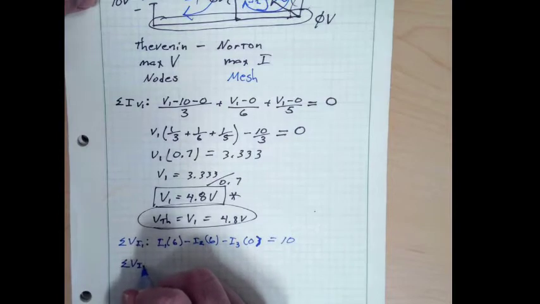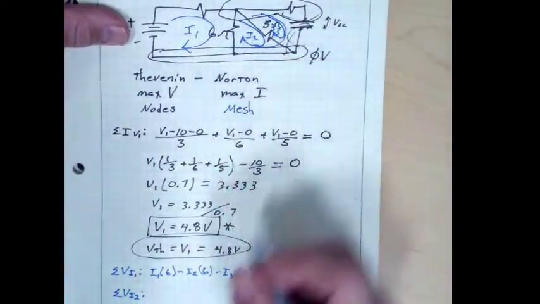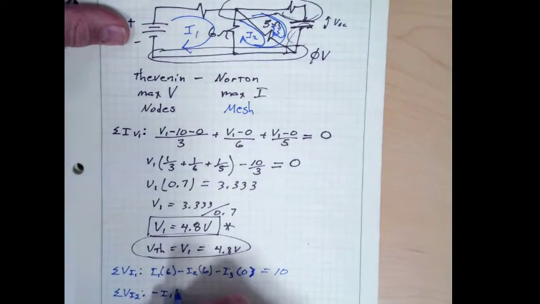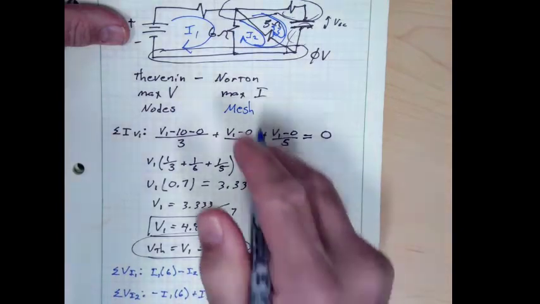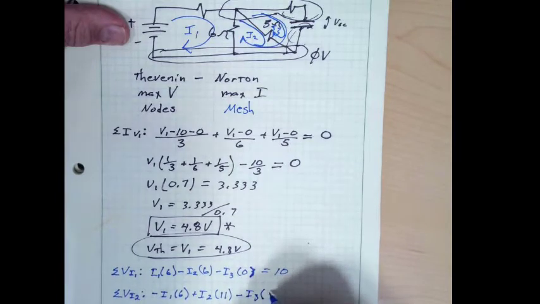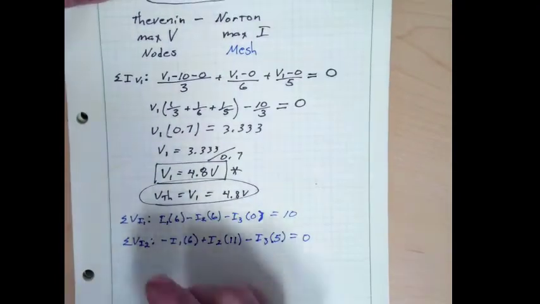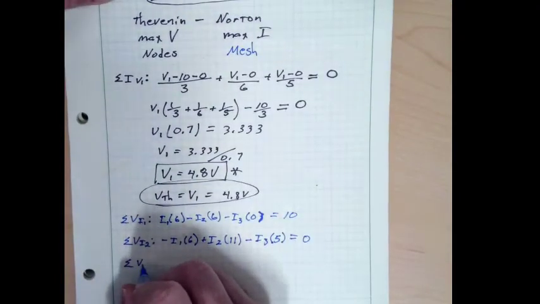Sum the voltages for the second mesh loop, which is this one right in here. Go minus I1 times 6 plus I2 times 6 and 5, which is 11, minus I3 times that 5 ohms. And there's no voltage source in there, so it's just equal to 0. And then let's sum the voltages for I3.